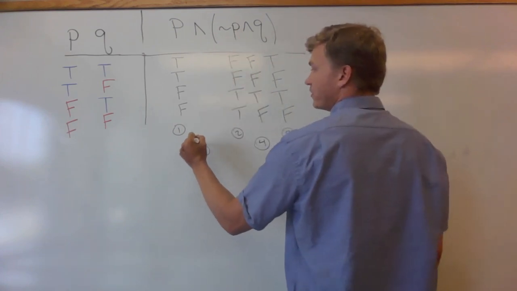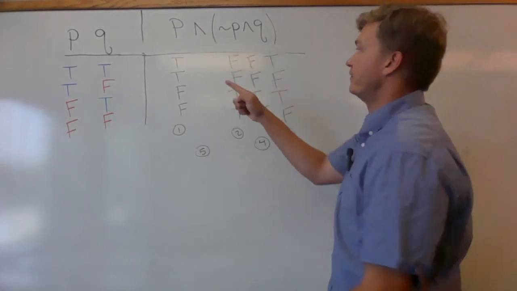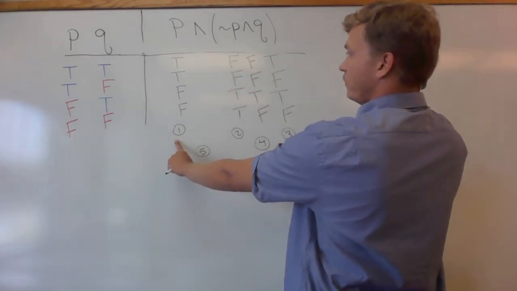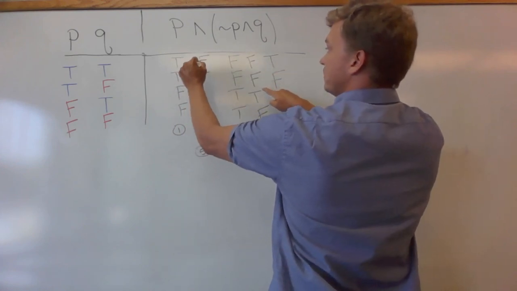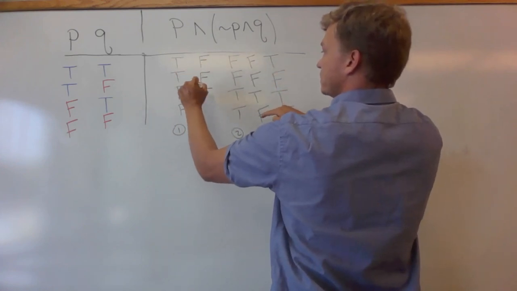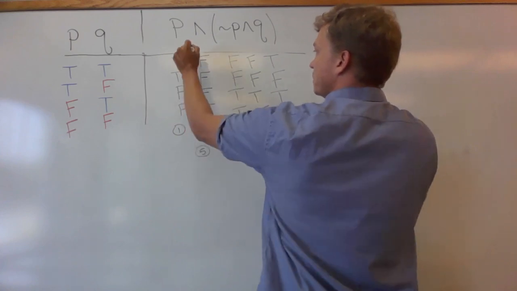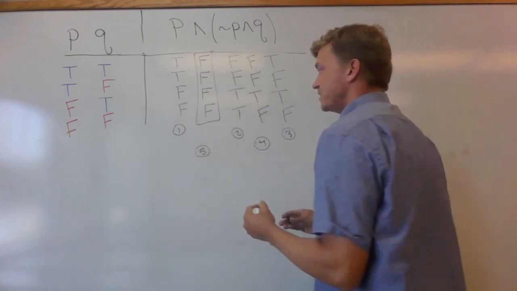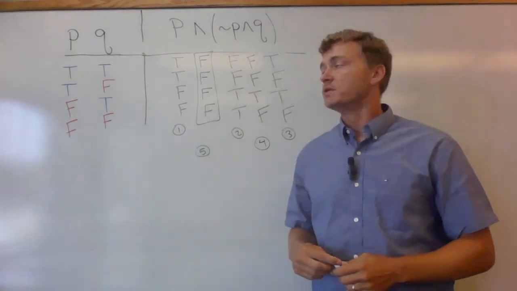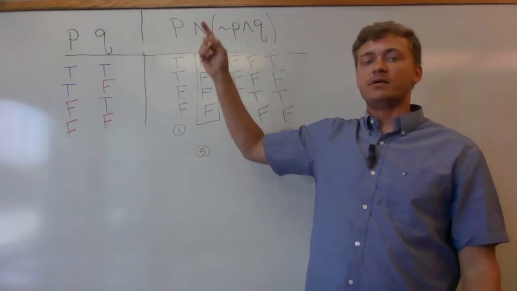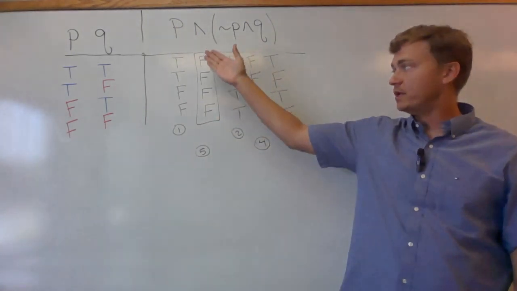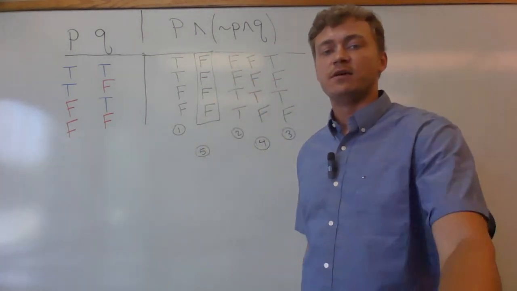And then our fifth and final column here for our and connective using 1 and 4. True and false is false. True and false is false. False and true is false. False and false is false. Our fifth and final column consists of only the false outcome. That tells us that our entire statement up here, because we only get falses, is a self-contradiction.